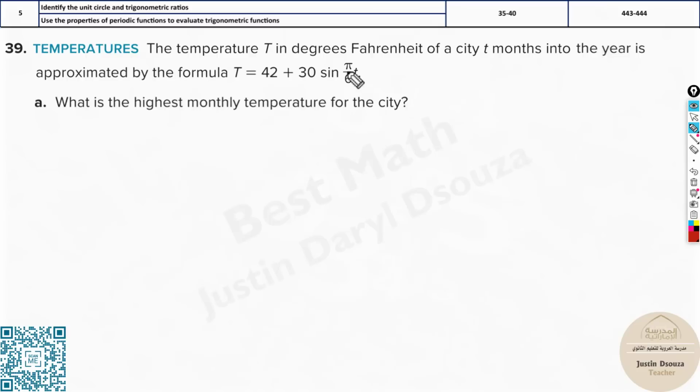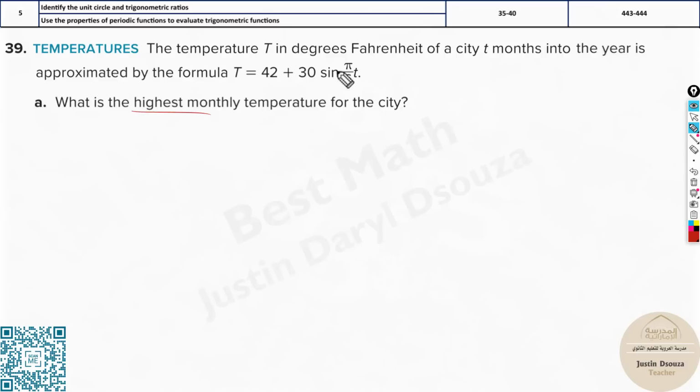The temperature T in degrees Fahrenheit of a city T months into the year is approximated by this formula given over here. What is the highest monthly temperature for the city? Now again, they have asked you highest or lowest. It's directly by the table of values. You have to make a table.